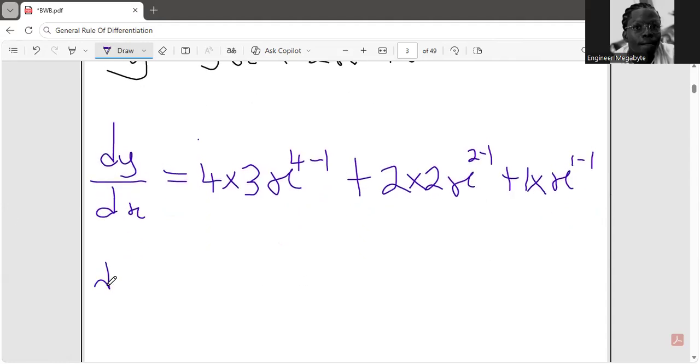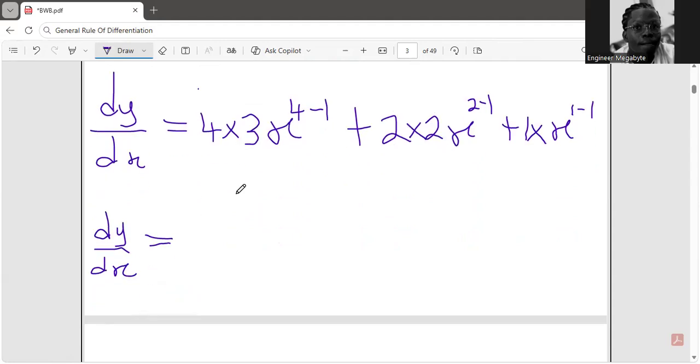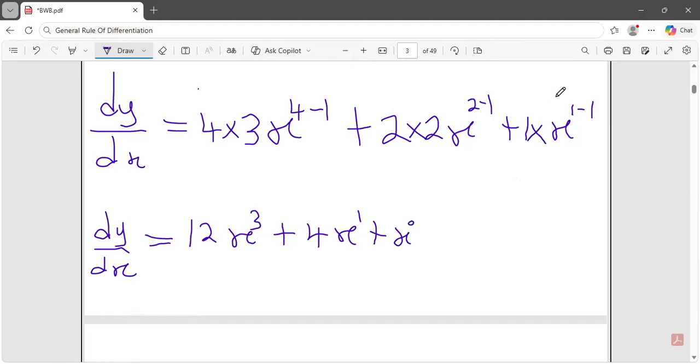So finally, this is going to let us get our dy/dx to be equal to this. 3 times 4 is going to give us 12, so you're going to get 12x exponent 3, plus 2 times 2 is 4, so this is 4x exponent just 1. And this 1 times x is just going to give us x. But the exponent 1 minus 1 is 0 in this case.